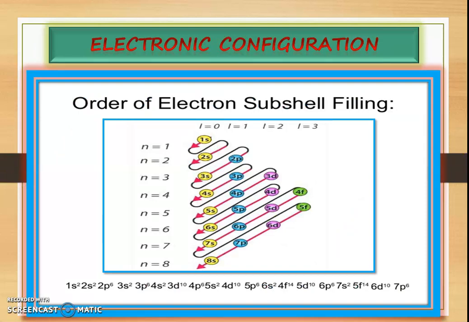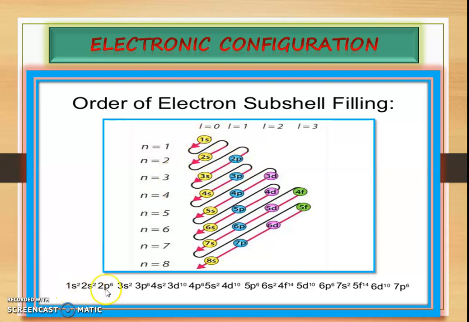Now, how can you write the electronic configuration of an element? In order to write the electronic configuration of an element, you need to remember this order. First is 1s, 2s, 2p, 3s, 3p, 3d, 4s, 4p, 4d and 4f, 5s, 5p, 5d, 5f, 6s, 6p, 6d and 7s, 7p and 8s. You need to remember this order, and then after remembering this order you need to follow the direction of arrows for writing the electronic configuration.